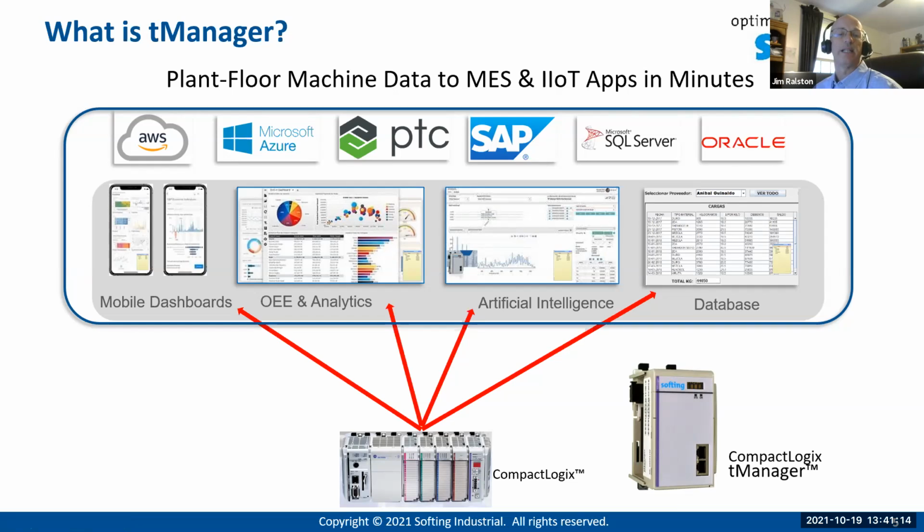And these are a means and a method with tManager to just make it very direct, very specific, application purpose built to get the information flowing bidirectionally. And this is a way to support mobile dashboards, OEE analytics, artificial intelligence systems, and then databases that could be the background for SAP, for ERP, or MES layers for like track and trace, recipe management.